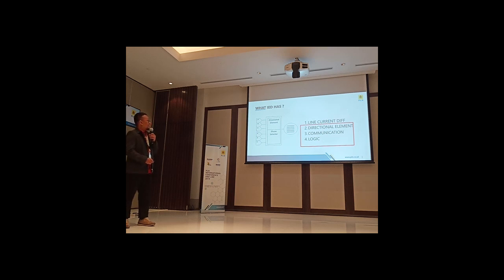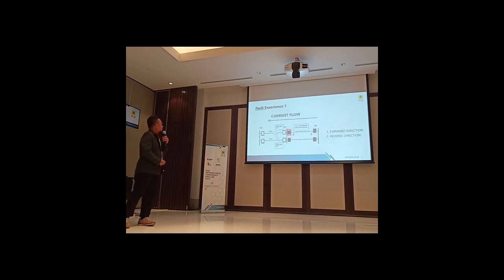Then with these opportunities, we can make something new. We can make another logic or another option to make the protection more reliable. And we go back again to the first fault experience, where there is current flow. On side one, it will be forward direction, something like that.